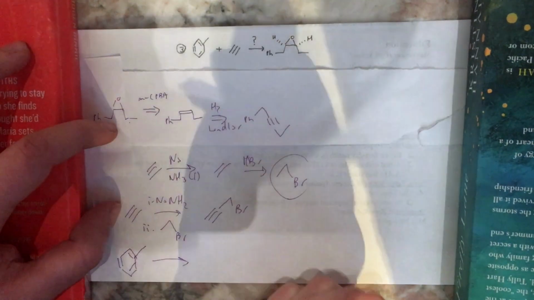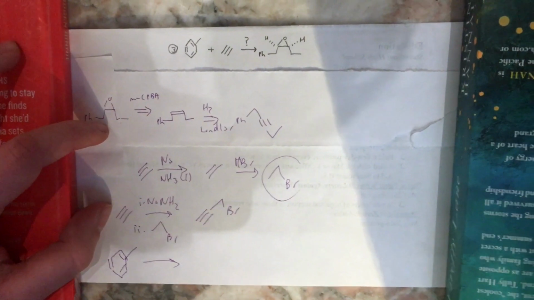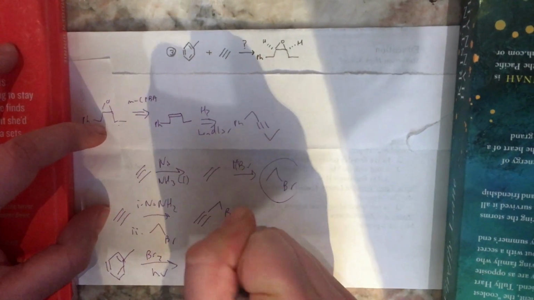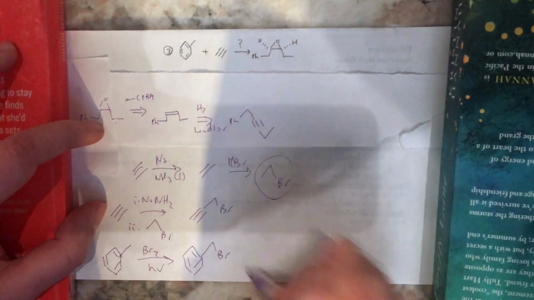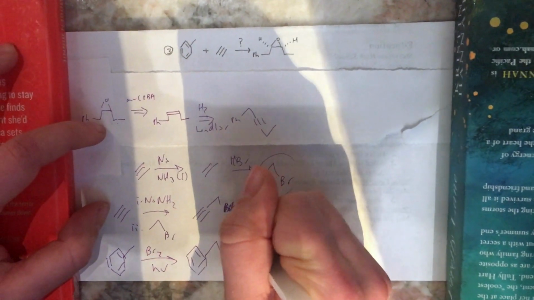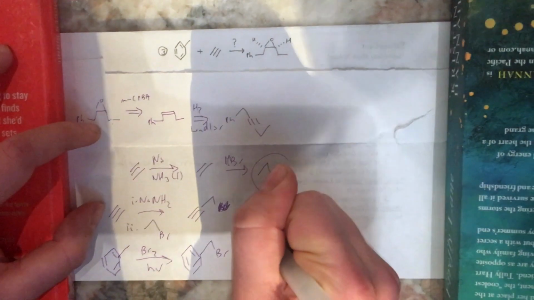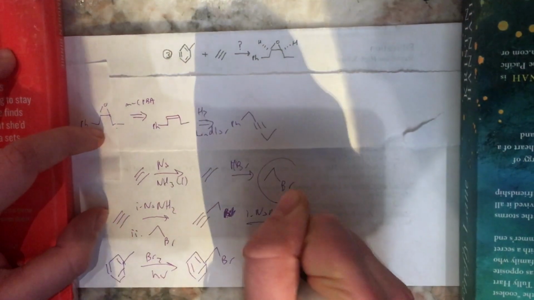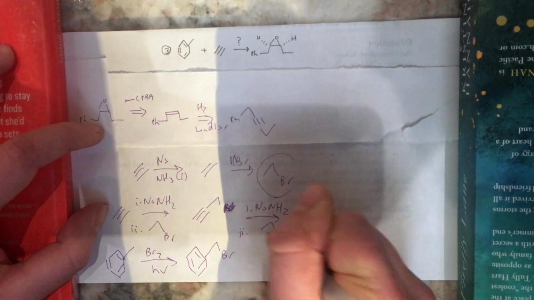But from here, using what I know from the radicals unit, we can just add Br2 and light and add a bromine onto the end of this. Wow! And then going back to what we made the step before, we can just deprotonate the other side of it. And do an SN2! Exactly! We're almost there, Marie.